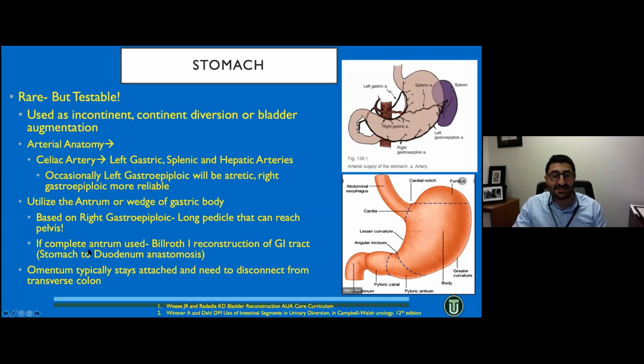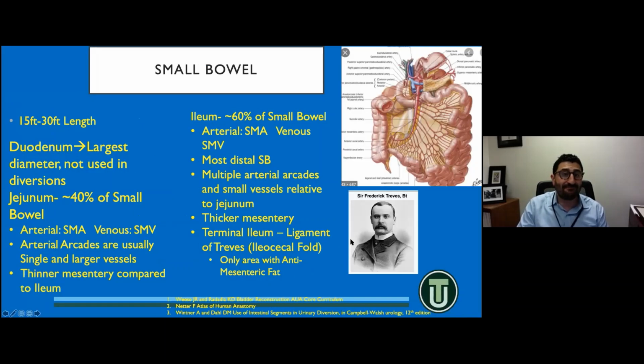If the stomach is used and you use the antrum completely, then a Billroth 1 reconstruction, where the stomach to duodenum anastomosis is performed. Typically, keep the omentum attached to the stomach, but it has to be disconnected from the colon when using the stomach in this setting. Small bowel is the most common.